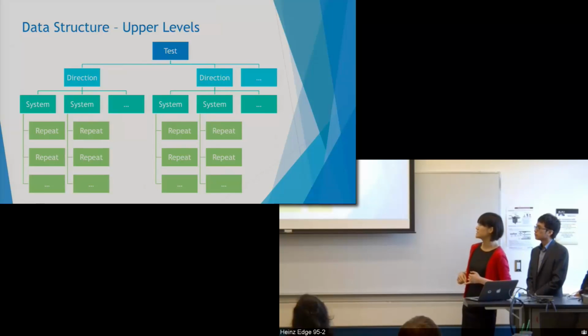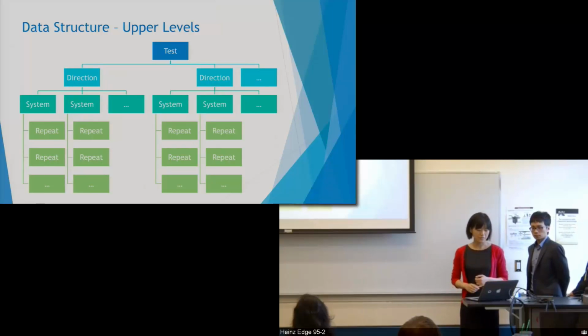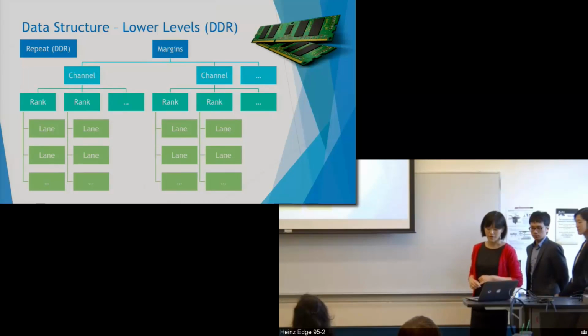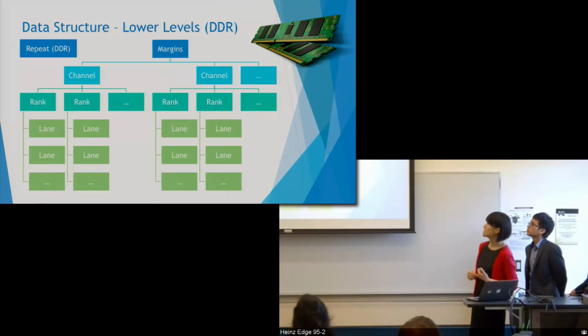Say we have a product to be tested. A specific test includes 5 different system configurations, and for each system configuration, it will be tested 5 times repeatedly. So in the test class, we want to get the data for each direction across the dimensions. And the lower-level structure is different for different products. So this is an example of an Intel product called DDR. For this product, it has the dimensions of channel, rank, and lane. You can see that the hierarchical structure is similar to the previous one, and it is easy to extend to different products.